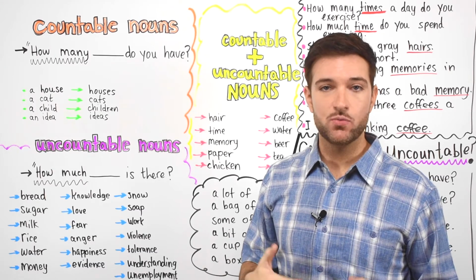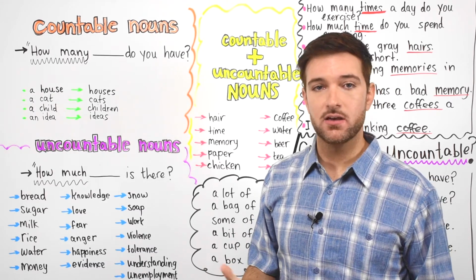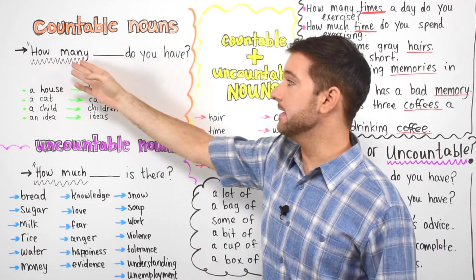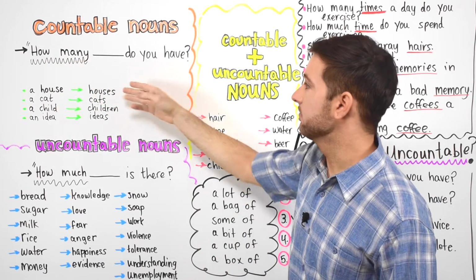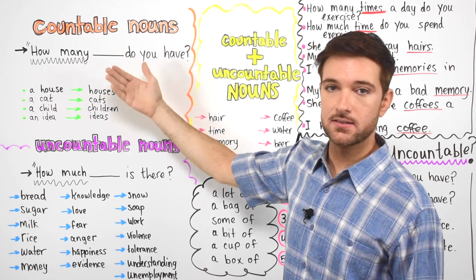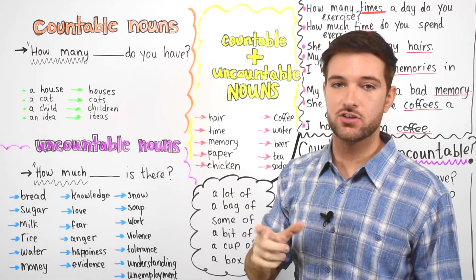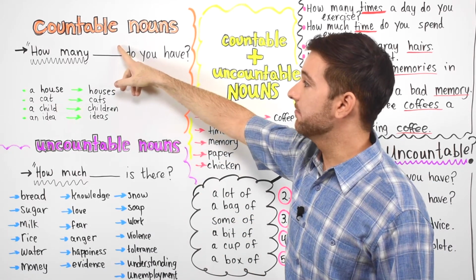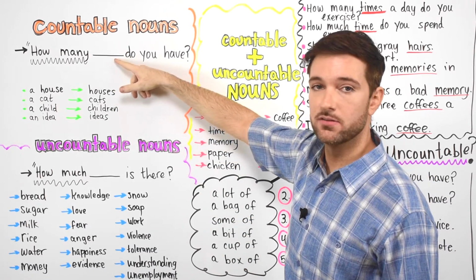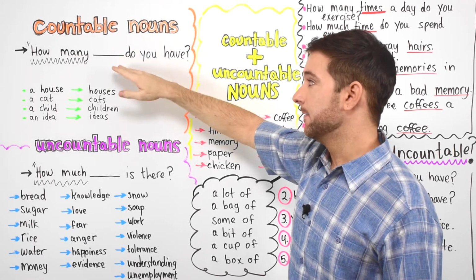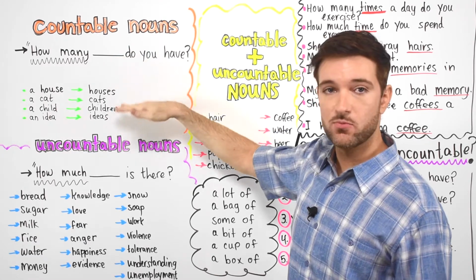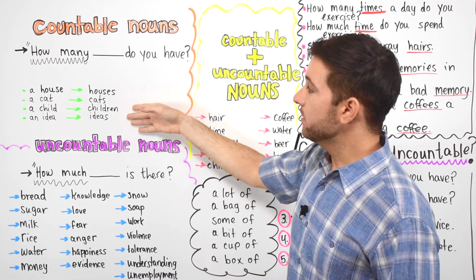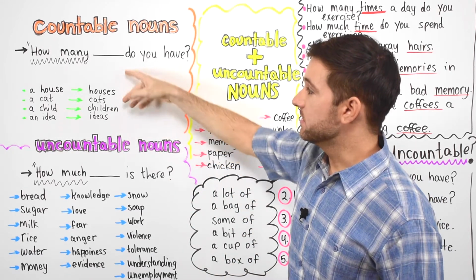And if you want to ask about the quantity of a countable noun, you can ask using this question: How many blank do you have? And then you add the plural form of the noun. So here, you have to have an S. It has to be in the plural form, okay? So we'll take a look at some words and then we'll discuss it a little bit more, but we can put some of the plural forms of these words here.